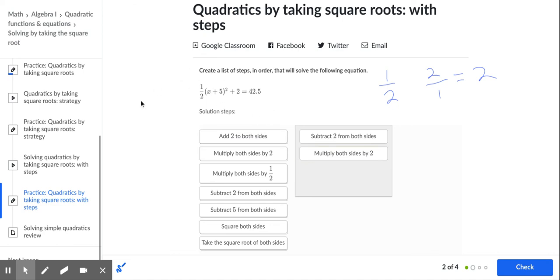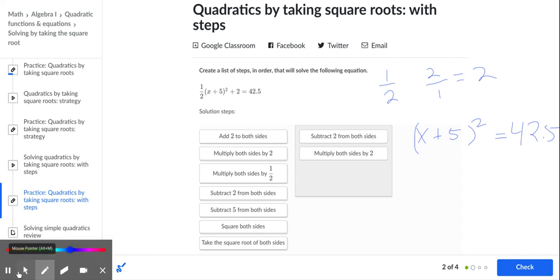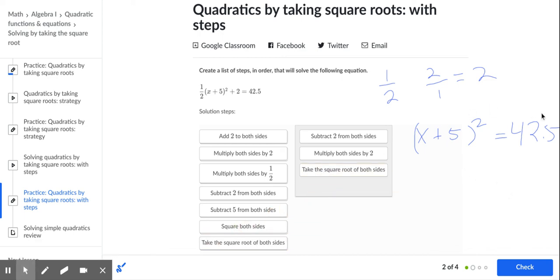At this point, I'm going to write what we have so far because it's kind of hard to keep it in your head. So at this point, we have x plus 5 squared equals 42.5. So we have the squared thing by itself, so we can just take the square root of both sides. That's our next step. We'd get whatever the square root of 42.5 is. So we'll have plus or minus x plus 5 equals plus or minus the square root of 42.5.